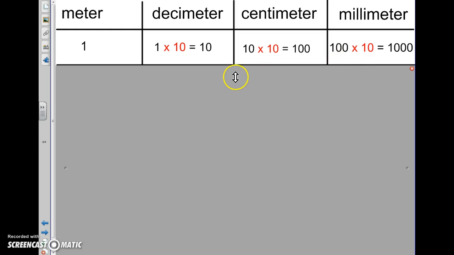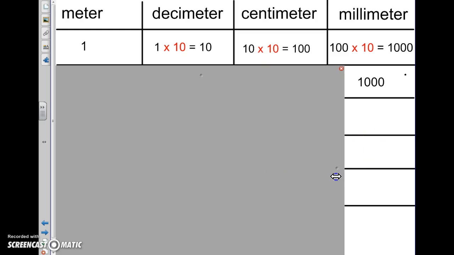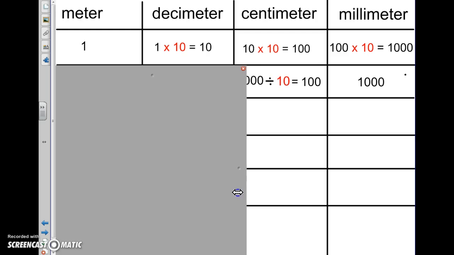Well, the opposite is going to be true as we move from millimeters over to larger and larger units. So instead of multiplying by 10 as we move from millimeters to centimeters, can you guess what we're going to do? Instead of multiplying by 10, we're going to do the opposite. So we're going to divide by 10. So if we had 1,000 millimeters to start off with, we would divide that by 10 because there's 10 millimeters in a centimeter, so that would give us 100 centimeters.